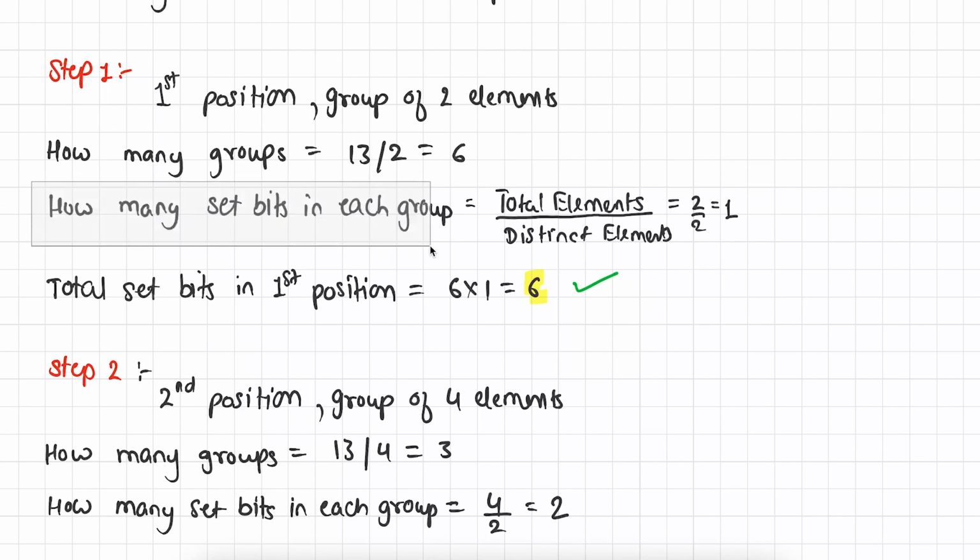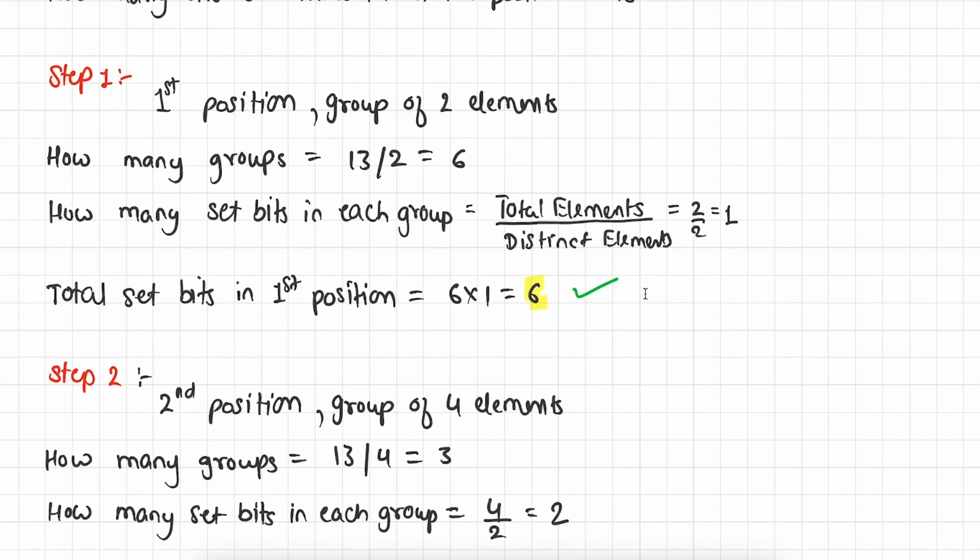Now, how many set bits are in each group? It is equal to total elements upon distinct elements. In binary there are only 2 distinct elements, 0 and 1. So if we divide 2 by 2, we get 1, which means in each group the set bits is only 1. So the number of set bits in the first position is simply 6 into 1, which comes out to be 6. Our first position is done. At the first position of the binary representation of numbers from 0 to 12, there are 6 set bits.